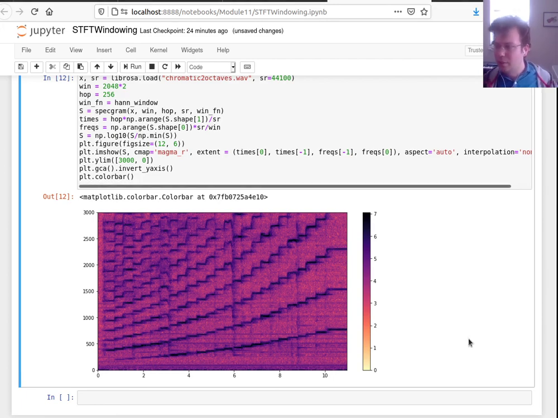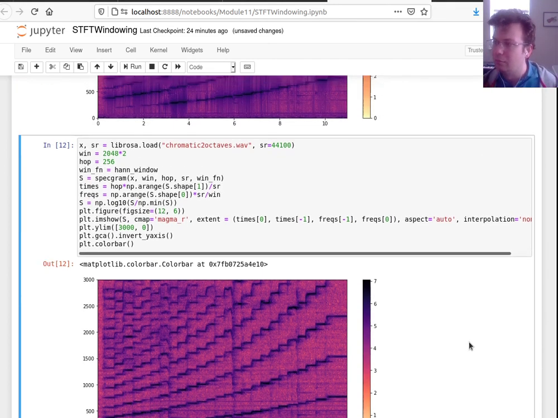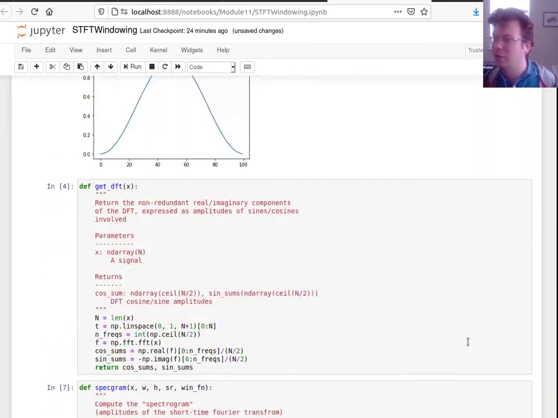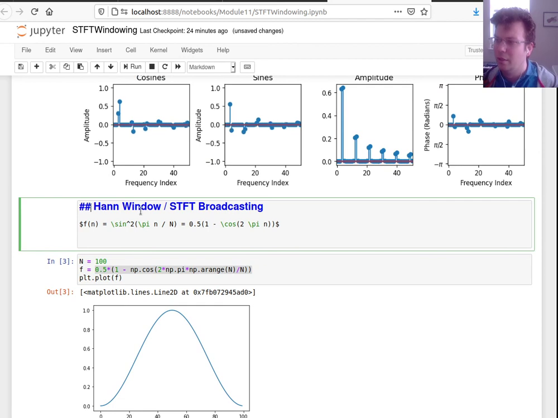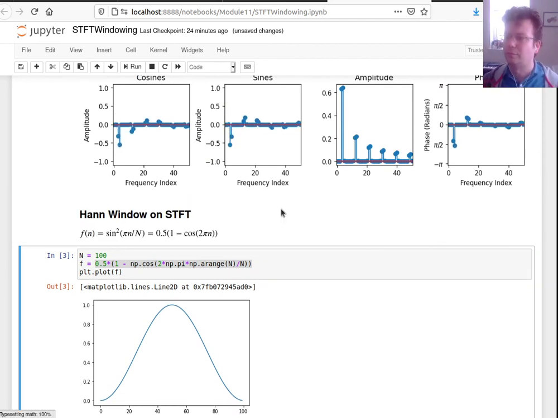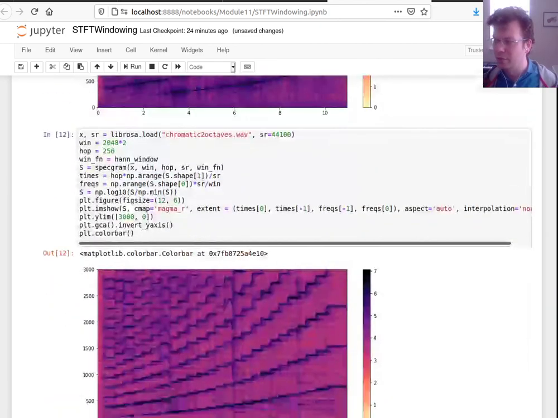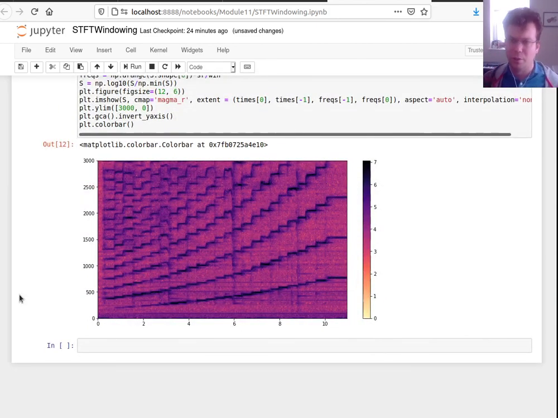Okay, so that's how you do windowing. Actually, now that I went through it, I realized I said I was going to teach you broadcasting, but I don't need to. So the Hann window is enough. What I want to do is have you do a little exercise where you implement something called the Blackman-Harris window. And then we can move on.